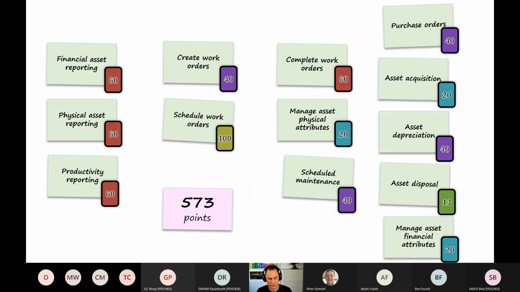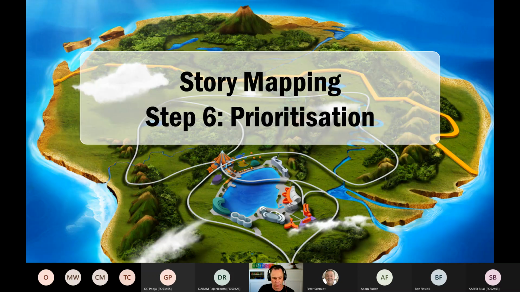What the Jurassic World team did is estimate the 13 epics that they had, and they came up with a total of 573 points. So that's step 5 in our 8-step story mapping process complete. We now have an estimated backlog. Next, we're going to prioritize this and sort those epics out into releases.